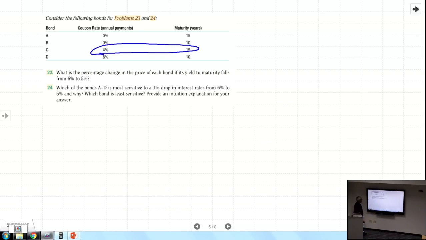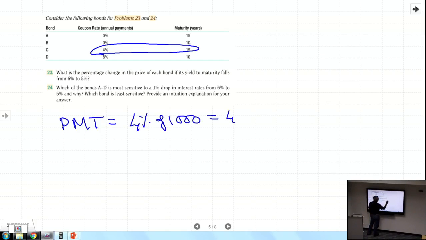The coupon rate is 4%, maturity is 15 years. So let's take bond C. So payment for bond C is 4%, which is 4% of 1,000, which is 40. We are assuming these to be annual bonds.